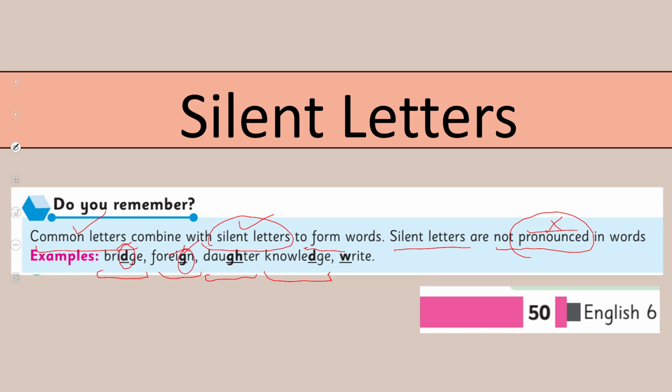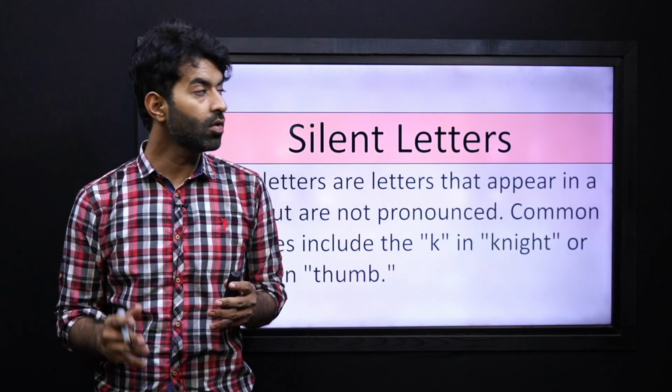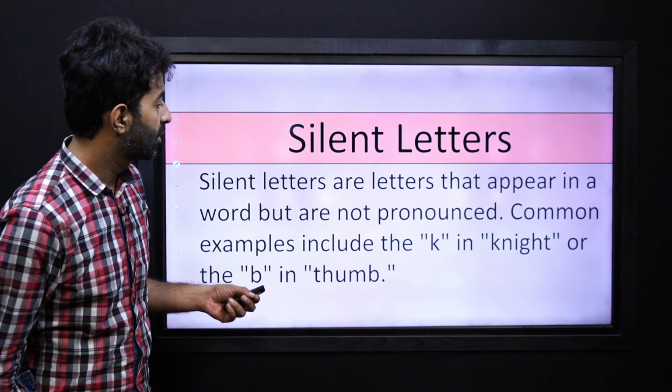We are not saying forgan or forgan. We are saying foreign. Daughter, knowledge, right. All these letters are not to be said. They are silent letters combined with the common letters in different words. All right. Now, here are some more information.